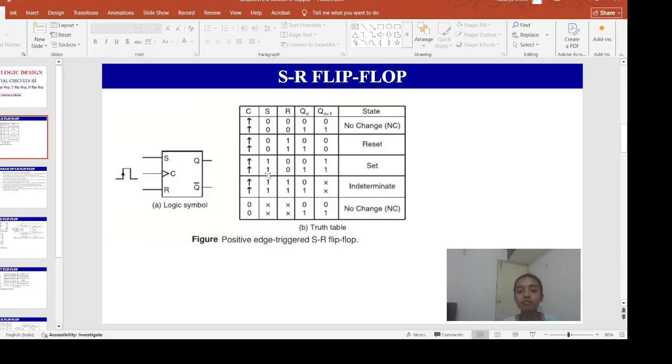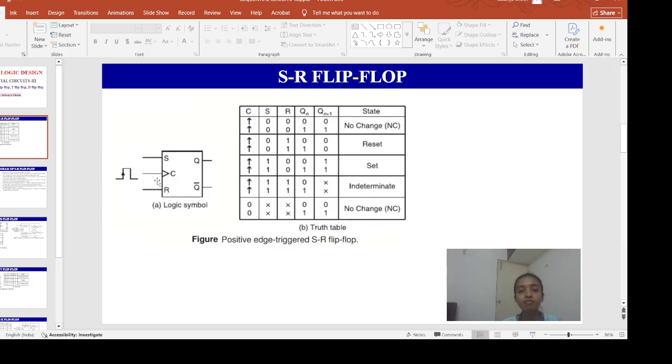Again, if S is 1 and R is 0, whatever the present state Qn, Qn+1 will simply follow the state of S. And if both are 1, whatever the present state, the next state will be unpredictable. Now if the clock signal is 0, whatever the inputs, no change will be observed in the next state. Whatever the present state, the same will be the next state. So this is the positive edge-triggered SR flip-flop.